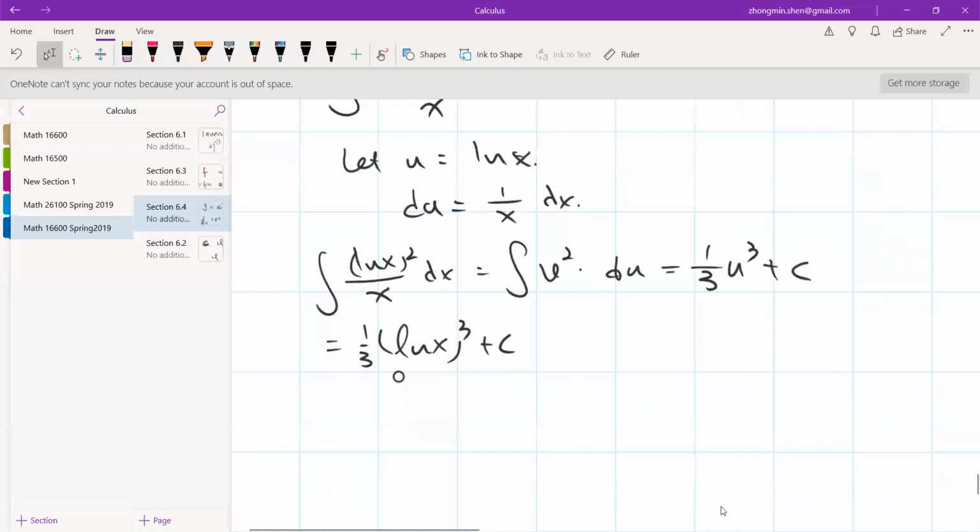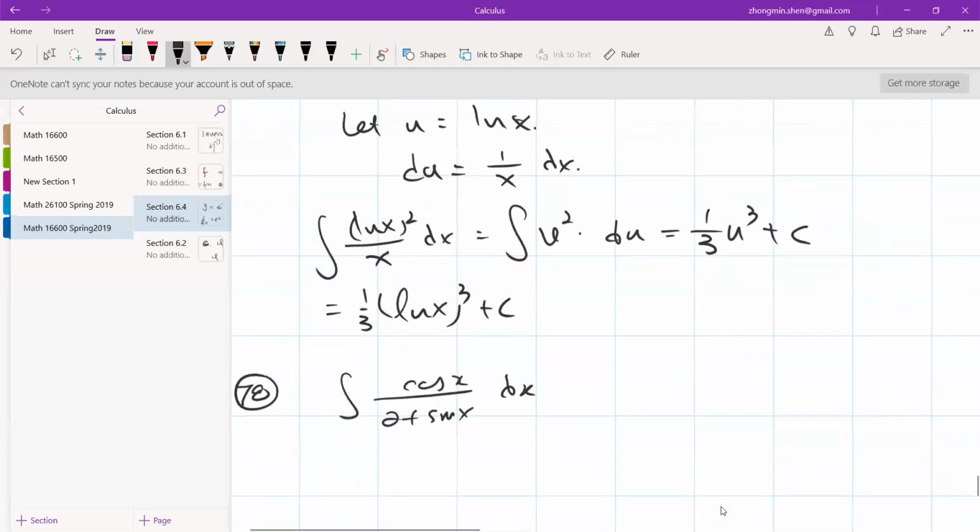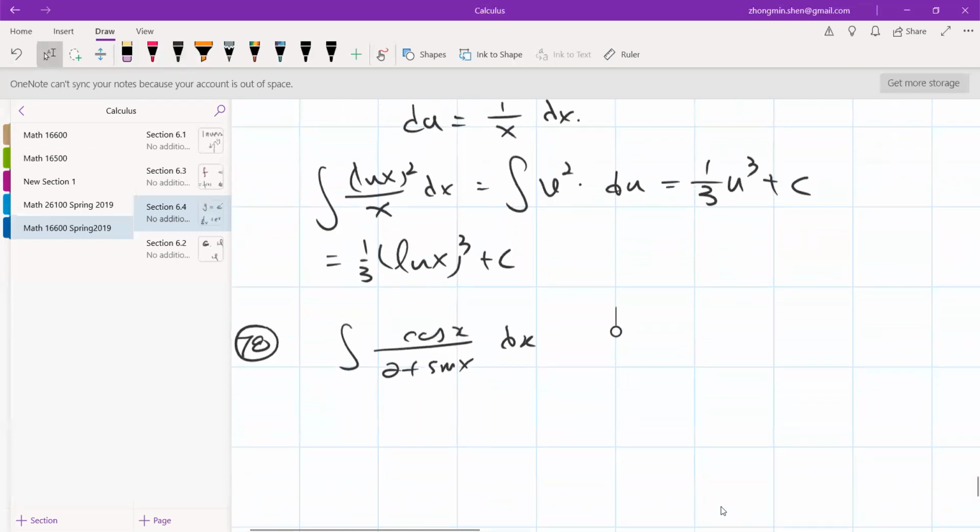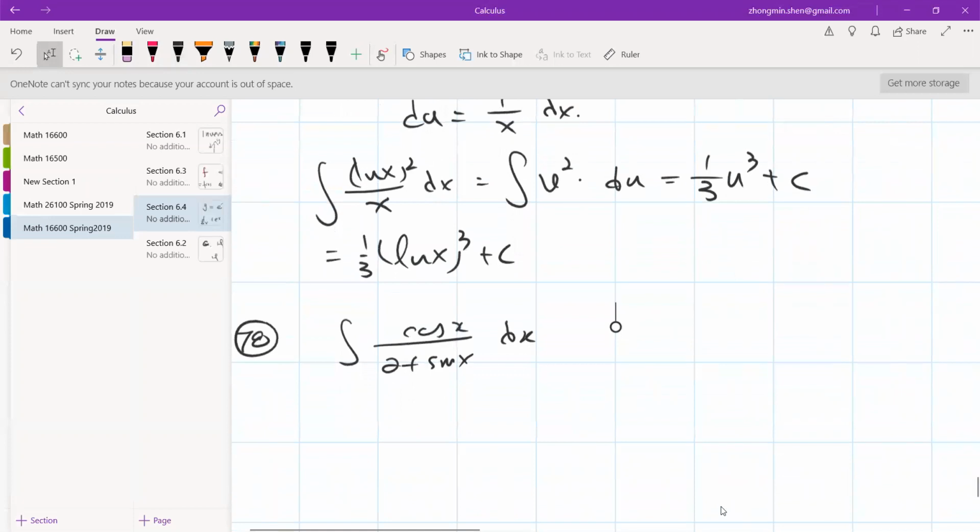Okay, number 38. The integral of cosine x over 2 plus sine x dx. Okay, let's do this problem, the last problem. It's a pretty strange problem, right? It's a function. So you try to use substitution. 2 plus sine x is in the denominator.